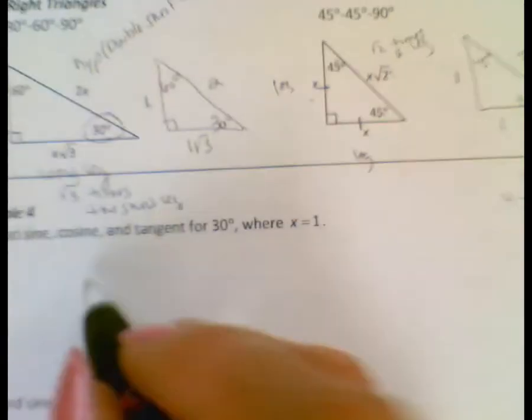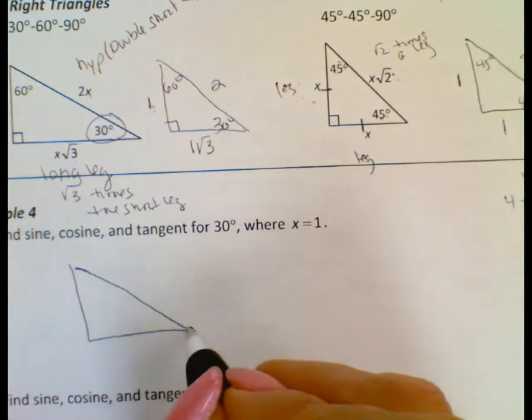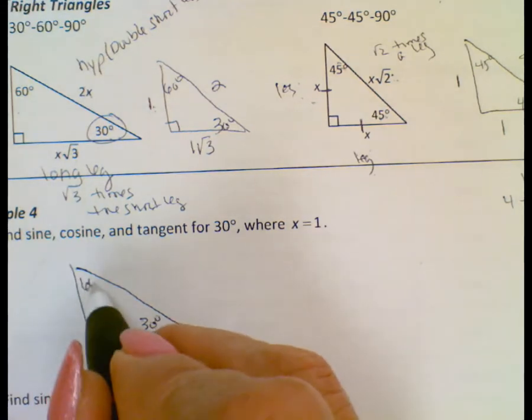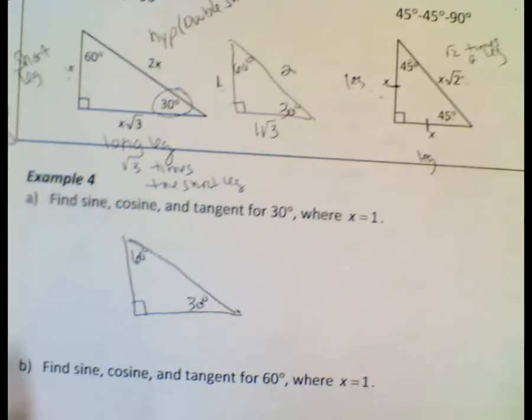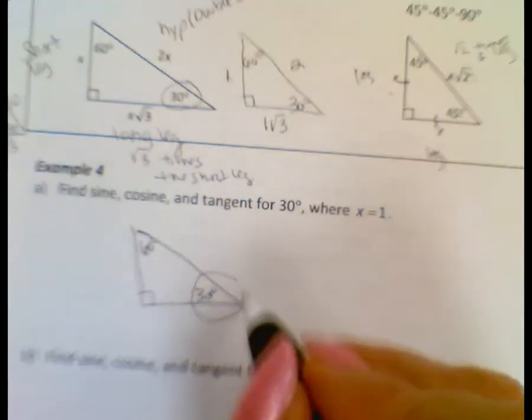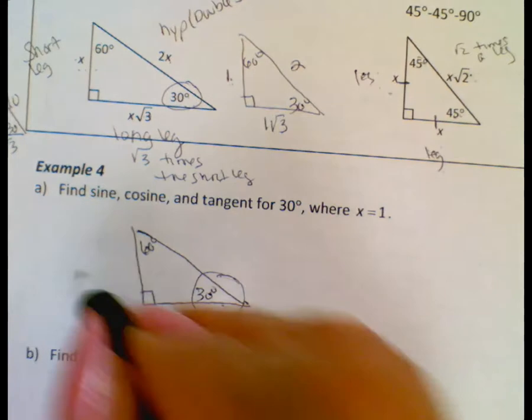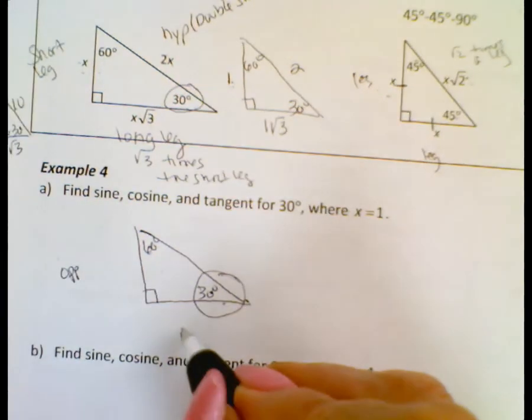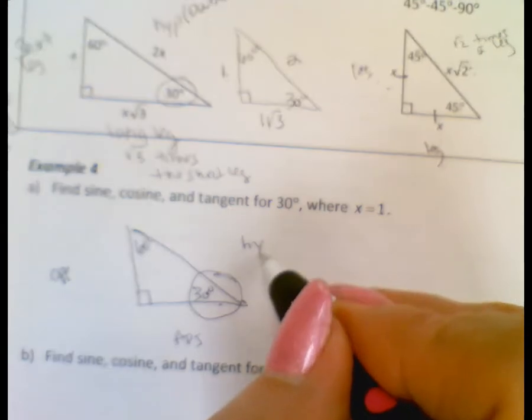Okay, so in this one, find the sine, cosine, and tangent of 30. So let's put 30 in here, 60 in here, 90 in here. It's called a 30, 60, 90 triangle. And they want you to find the sine, cosine, and tangent of 30, which means this is the opposite side, this is the adjacent side, and this is the hypotenuse.